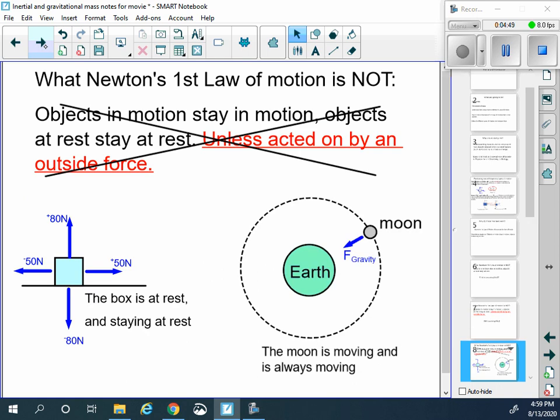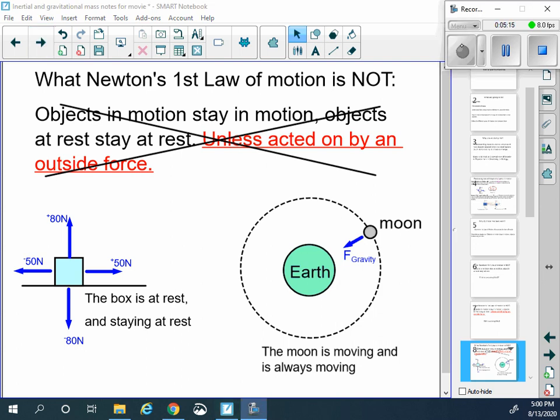For example, if I have a box that's resting on the floor and I'm pulling to the right with a force of 50 newtons and someone else is pulling to the left with 50 newtons, and the box has a weight of gravity that's 80 newtons going down, but the floor is holding it upwards with a force of 80 newtons, that box is at rest. And it will remain at rest. But there are outside forces acting on it.